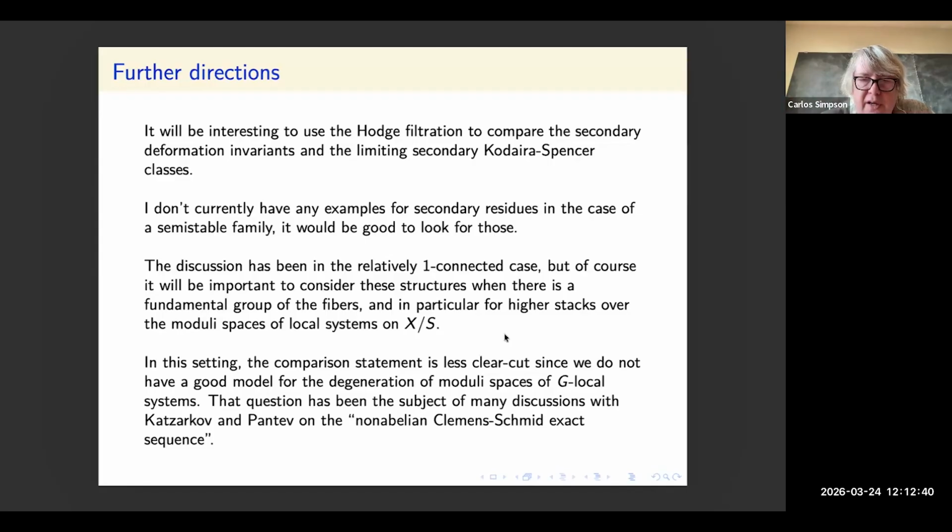And then a different direction is also, I'm sorry, but I don't actually have any examples of cases where we have the secondary residue, so I think it would be good to have examples, and I apologize for not having any examples so far. Anyway, okay, so I'll stop here.